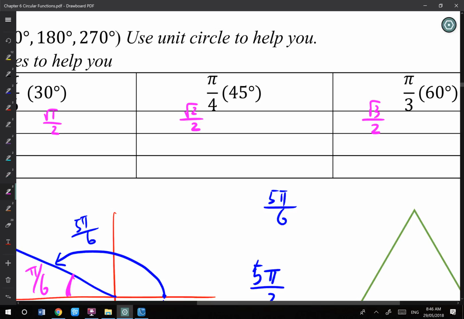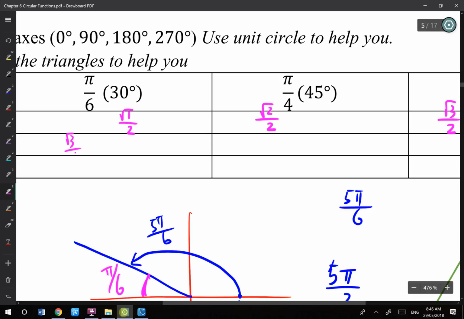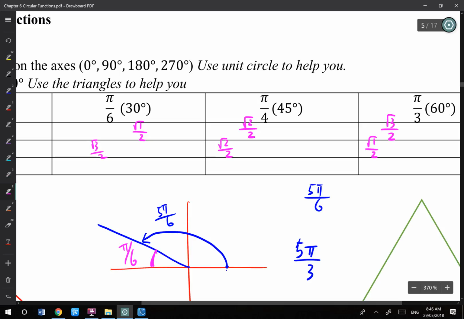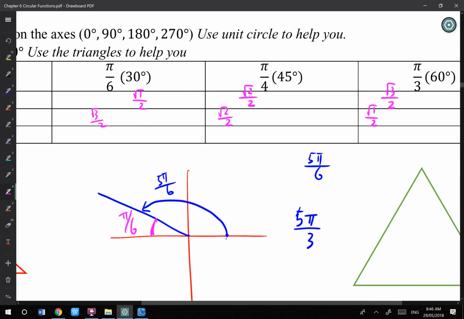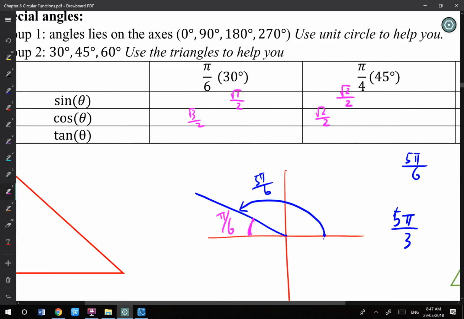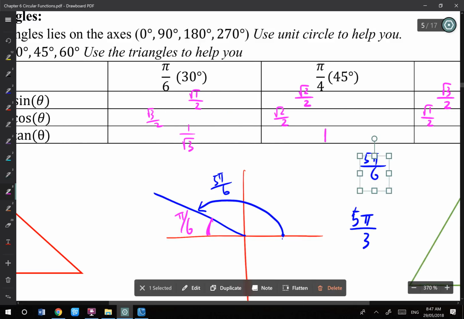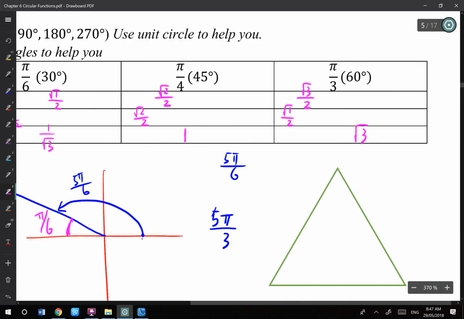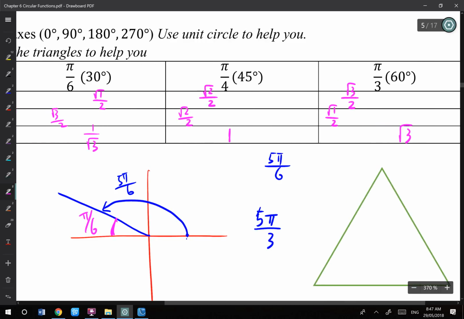Then the second row is the backwards: root 3 over 2, root 2 over 2, and root 1 over 2. Well, root 1 over 2 is just 1 over 2. So that's how I can set up this table in 30 seconds or even 10 seconds. Just write it down. Then you know tangent is sine divided by cosine. So for tangent it is 1 over root 3, then 1, and then root 3. It's a pattern, very easy to remember.